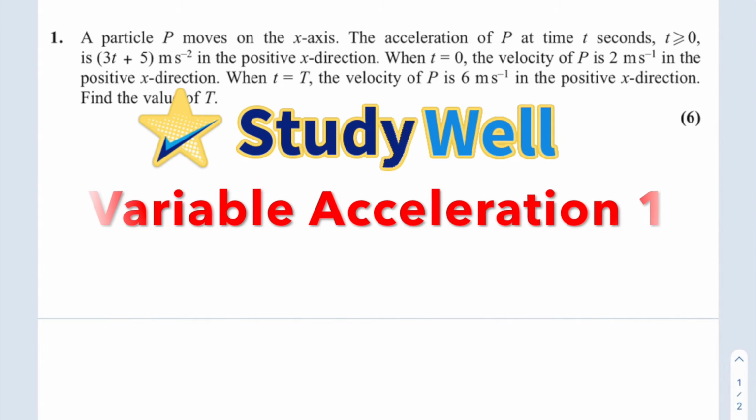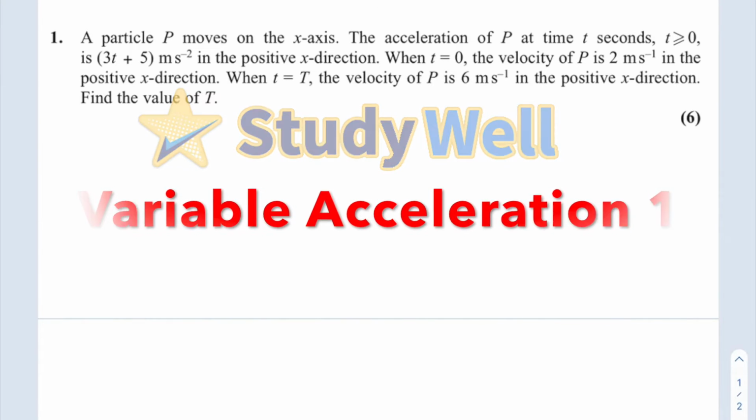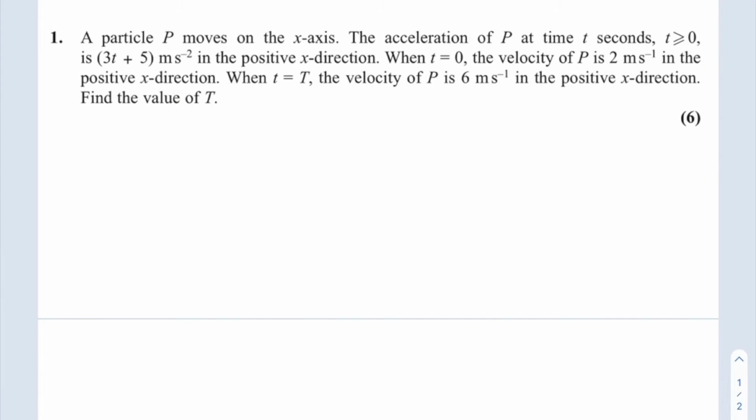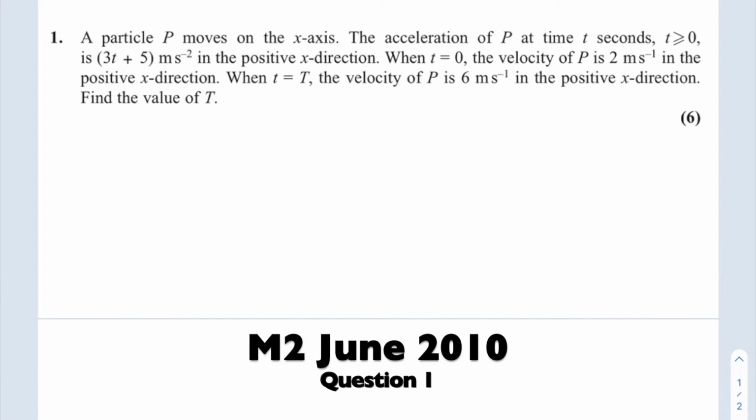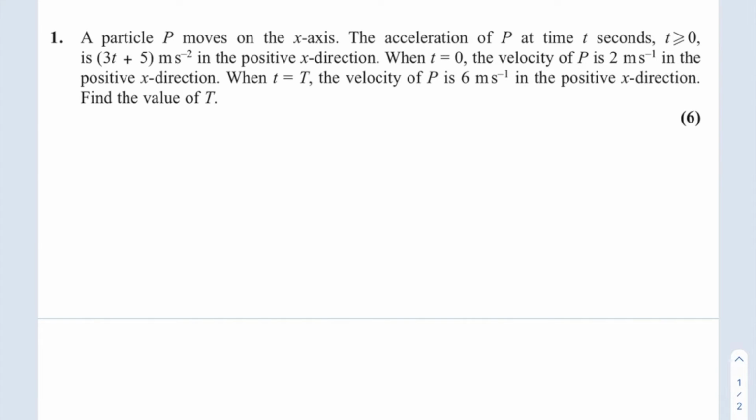This is an applied maths question, specifically a mechanics question. It's taken from the modular series, so M2, and it's June 2010, and it's the first question on that paper. So we've got a particle P moves on the x-axis. So this tells us that it's motion in a straight line.